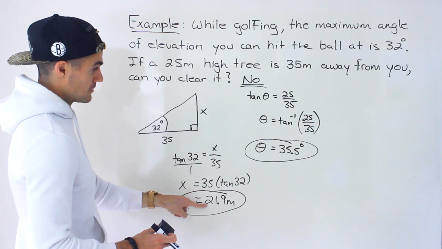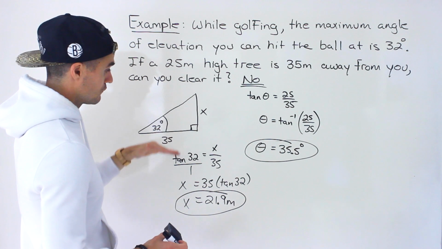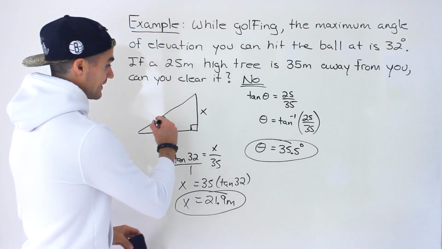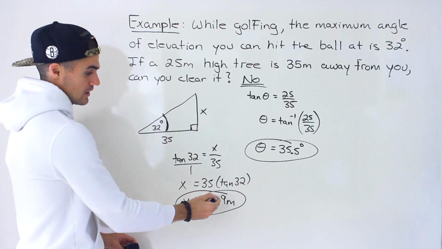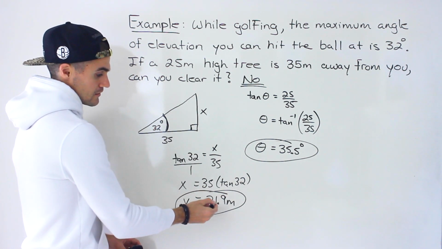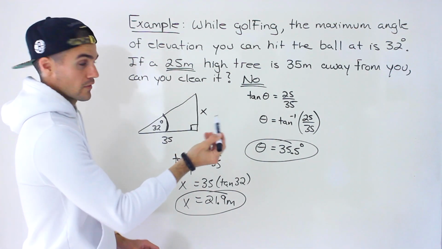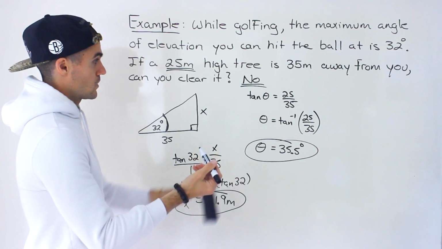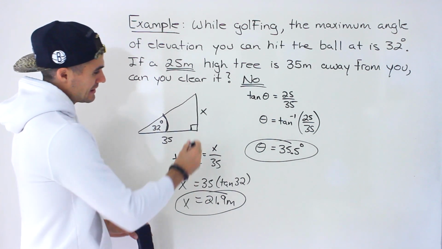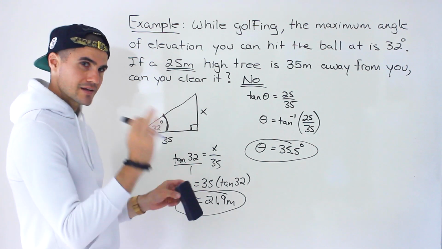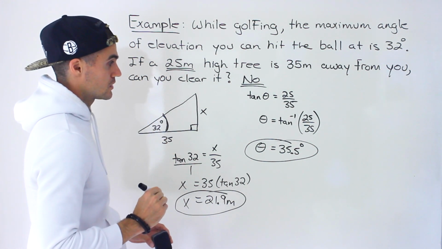So this is the maximum height of the tree, a tree that would be 35 meters away from us, that we can clear if we hit the ball at our maximum angle of elevation, and this maximum is less than the tree that we are working with or that we're given, right? And so the same conclusion would happen. No, we can't clear the tree. So in my opinion, this way here is a little bit less intuitive, but it is definitely a way you can do it.